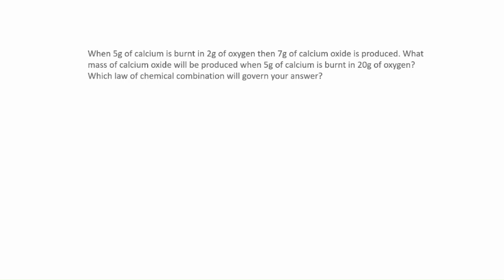These are the questions which you asked me as doubt questions. So, come, we will solve this together. First, you have to read this question carefully. When 5 gram of calcium is burnt in 2 gram of oxygen, then 7 gram of calcium oxide is produced. This is the first condition given there.